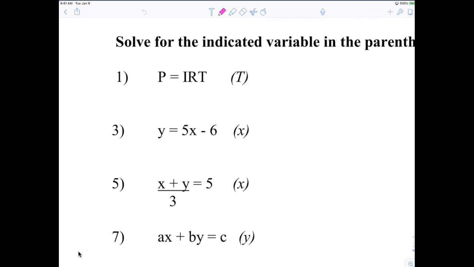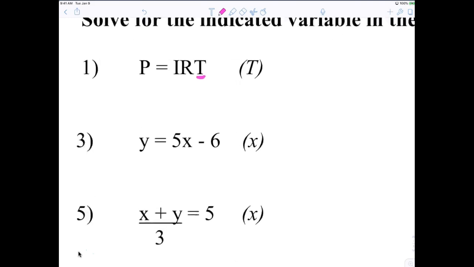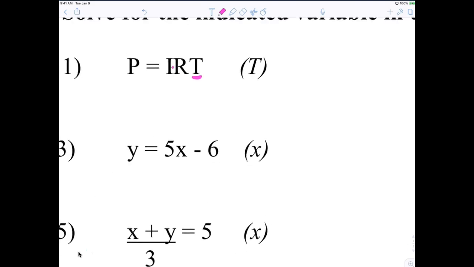So the first thing I want you to do is underline the t. That's the letter I'm trying to isolate. Right now, it's solved for what variable? P. Thank you. I'm trying to get it to solve for t. Now, my question to everybody is, what holds these things together? So if I want to solve for t, divide by what letters? Yes, you divide by I and R.